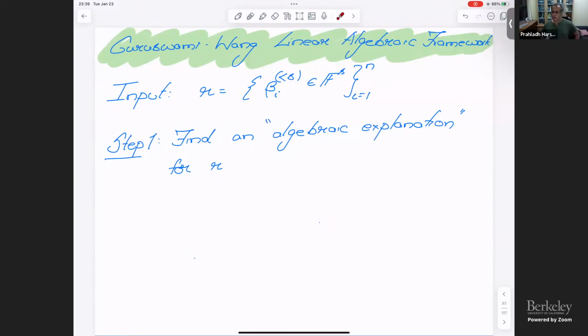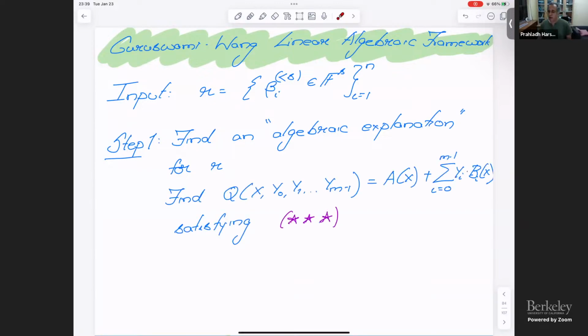So how do these things work? It's like the Berlekamp-Welch algorithm or the Guruswami-Sudan algorithm. The first step is to somehow find an algebraic explanation for the entire received word. We basically find some polynomial. In this case, it's some m plus 1 variate polynomial, where we introduce new variables y0, y1, y2, up to y_{m-1}. This m is some number between 0 and s, where s is the multiplicity parameter, remember. And Q is some polynomial of this type.